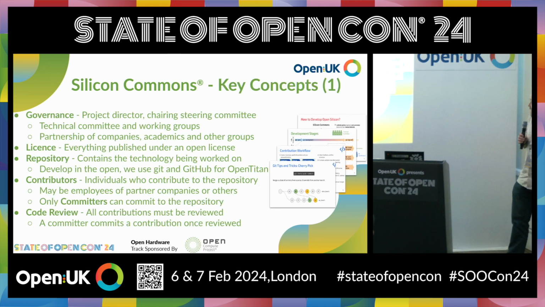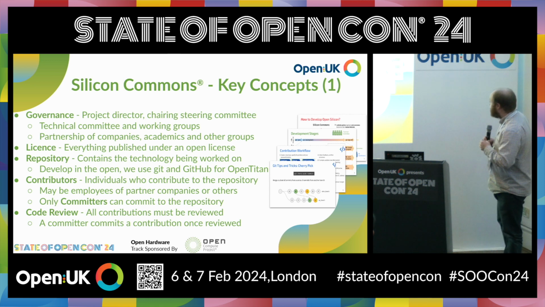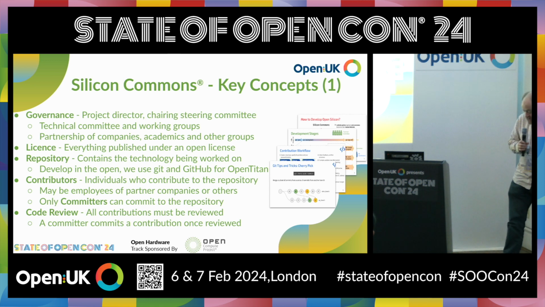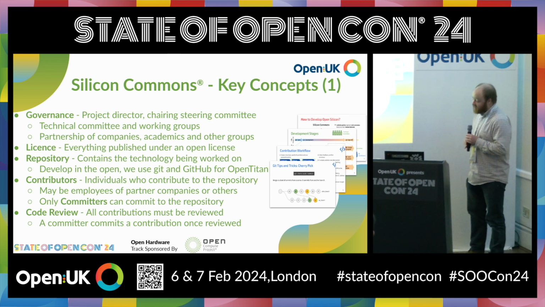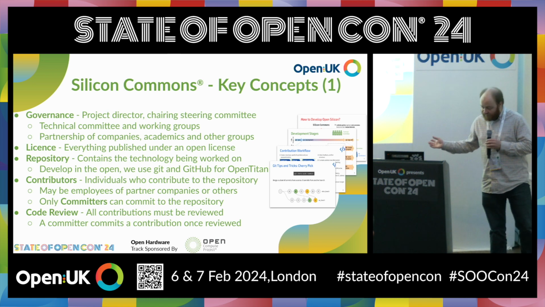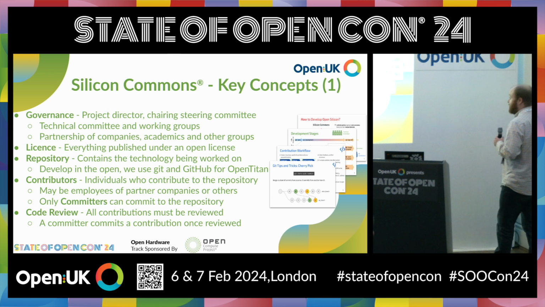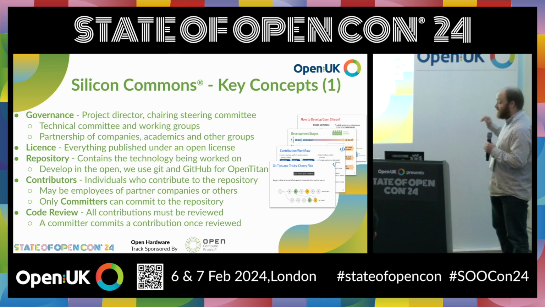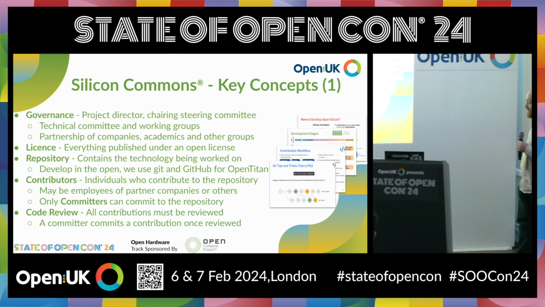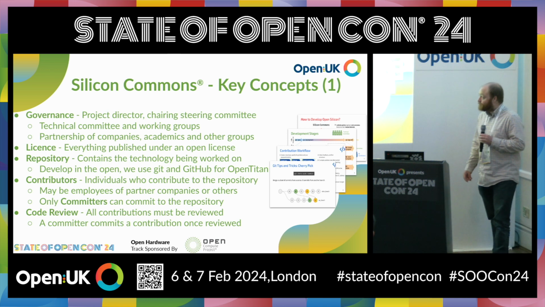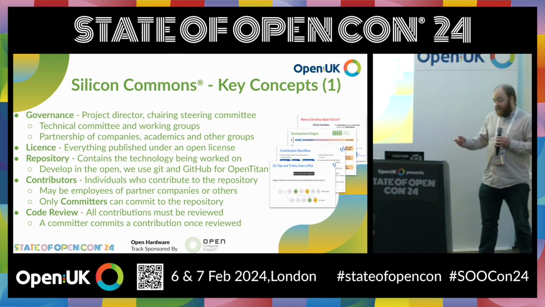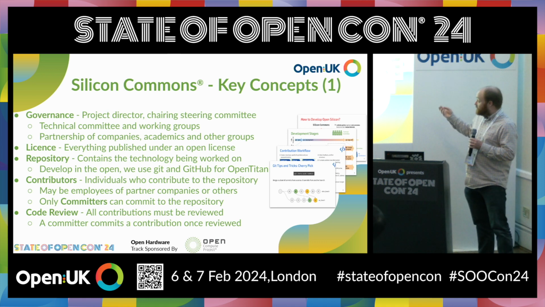So some key concepts in Silicon Commons. Right at the top here, I have governance. You've got a whole bunch of partners, various members of industry. Sometimes they're competitors. So you need a governance structure to make this all work well. At the top, we have a project director who runs a steering committee who ultimately control the project. Below them, you have a technical committee and working groups. The technical committee are ruling on the high-level technical decisions, and the working groups are the ones actually getting into the details and ultimately getting all the work done. And your partnership here involves various companies, academics, other groups, and individuals.